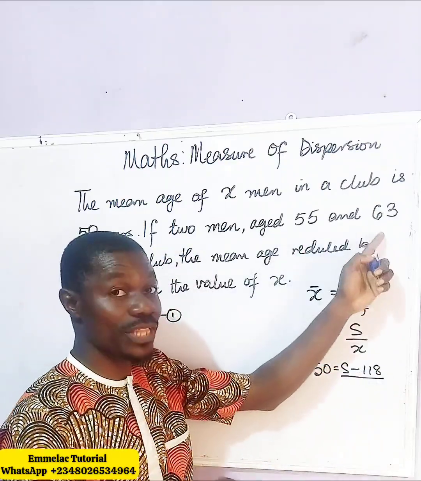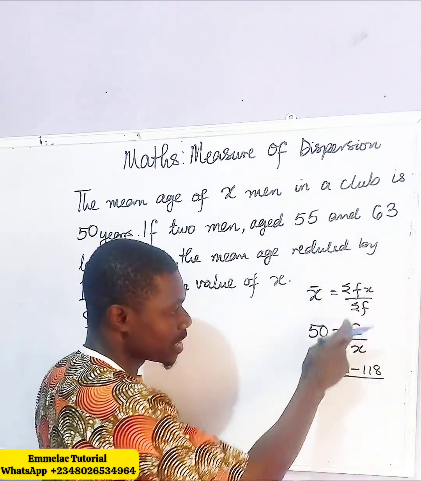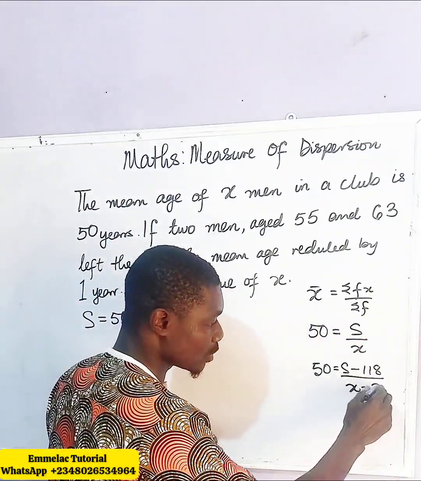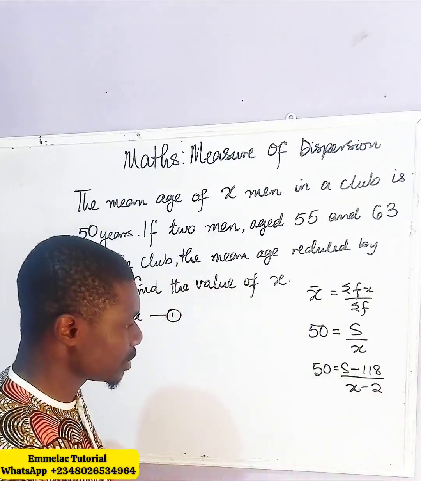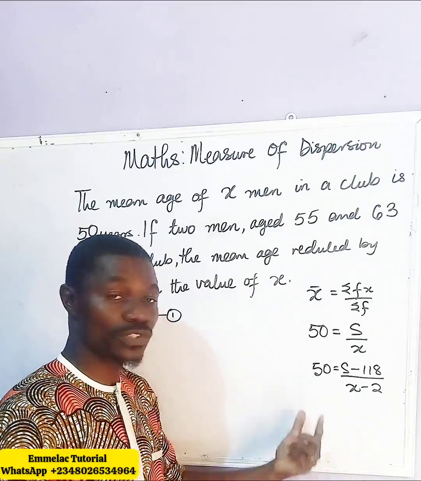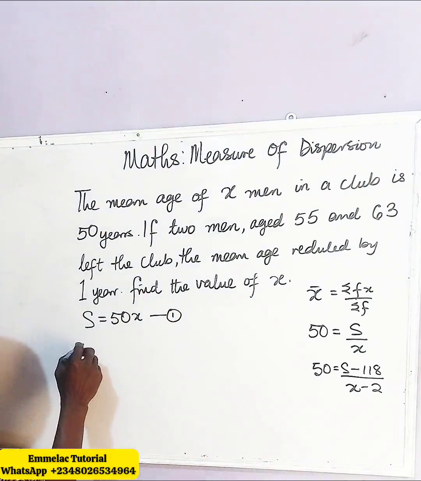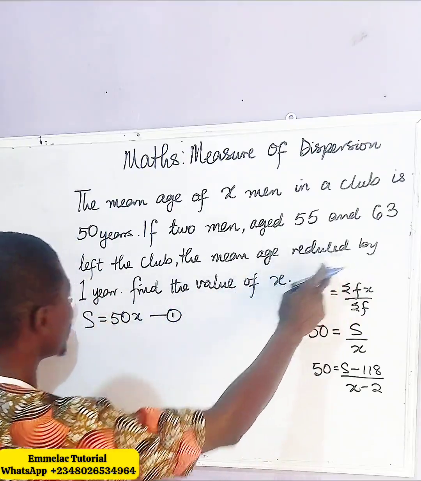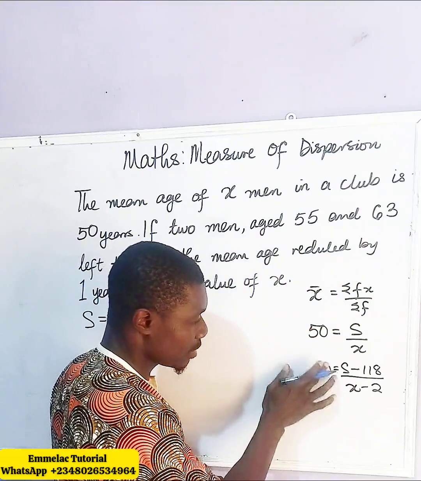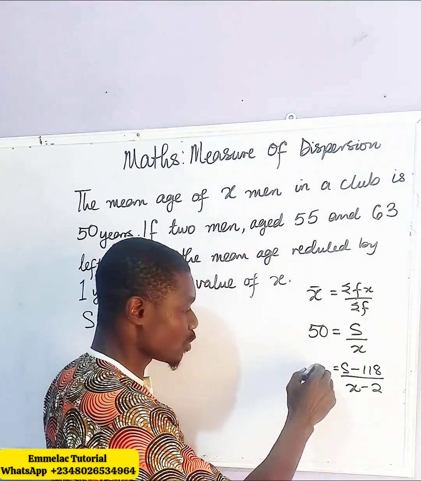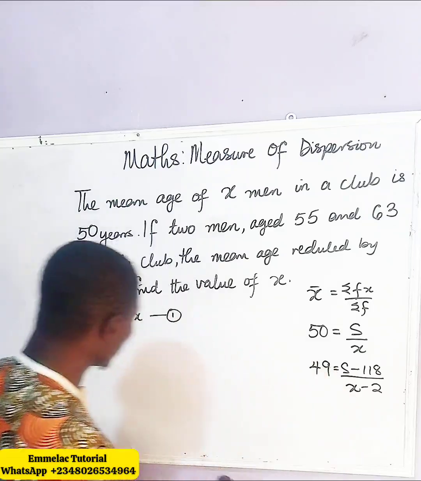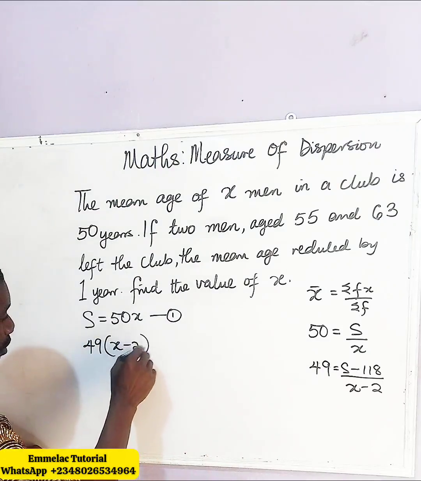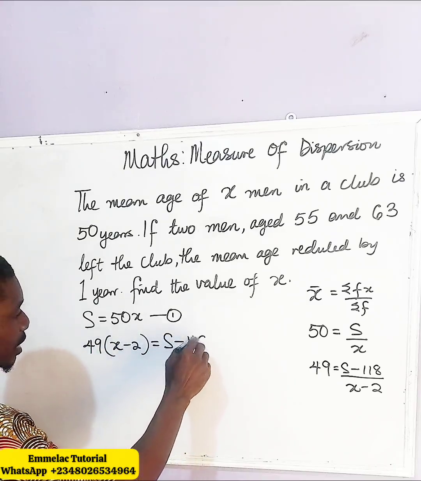Now since two men left the club, the frequency, which is the total number of men, will be x minus 2. All right, so at this point let's cross multiply. We are told that the mean reduced by 1. So 50 minus 1 will give us 49. Cross multiplying, we have 49 into x minus 2 equals S minus 118.